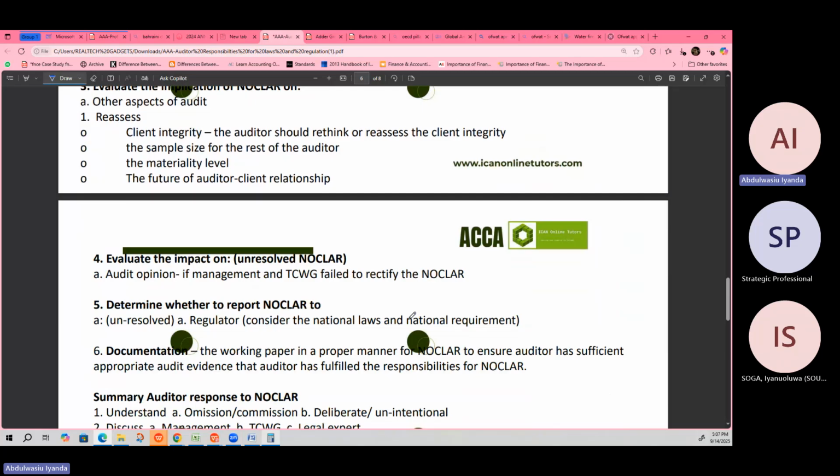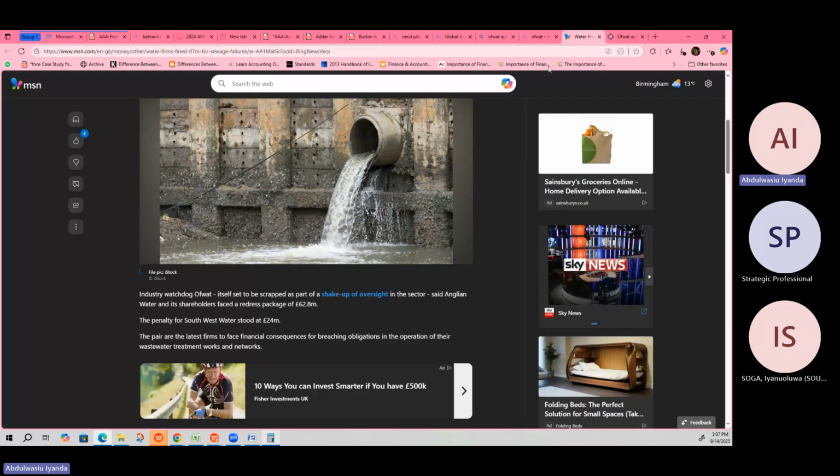Is it going to still be possible for me to say that Southwest Water's financial statement shows a true and fair view? Is it still possible to say that your financial statement shows a true and fair view? So you still consider all those non-compliance on the area of the audit.